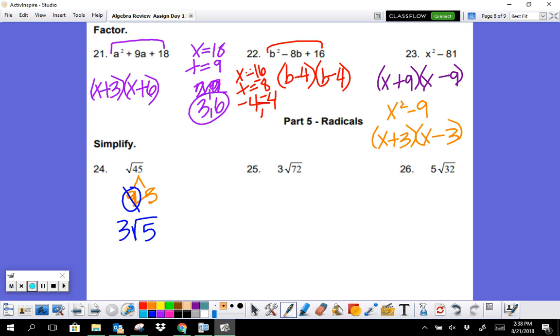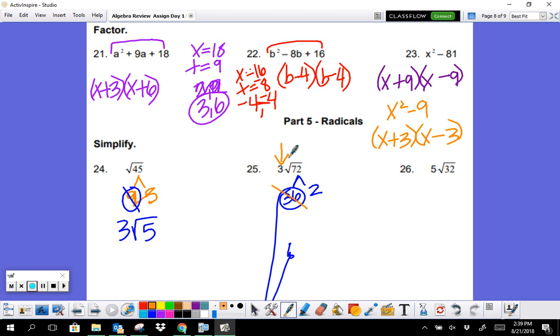Number 25. I'm going to break this 72 down. Remember, you want the biggest perfect square. So 9 is not going to work here because 36 also goes into 72. Just make sure you get the biggest one. I'm going to circle that 36 because that's my perfect square. The square root of 36 is 6, so I'm going to bring that out.